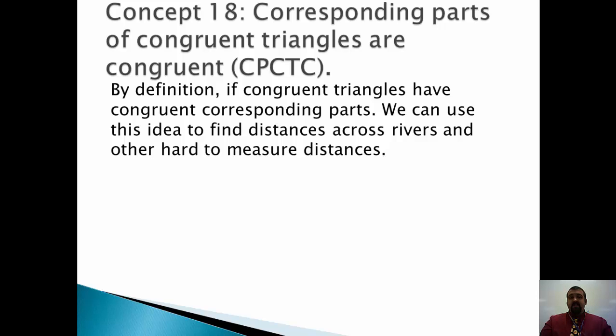And by definition, if congruent triangles have congruent, that was horribly written. Please ignore this. By definition, congruent triangles have congruent corresponding parts. We can use this idea to find distances across rivers and other hard to measure distances. And that's one thing that we can do.